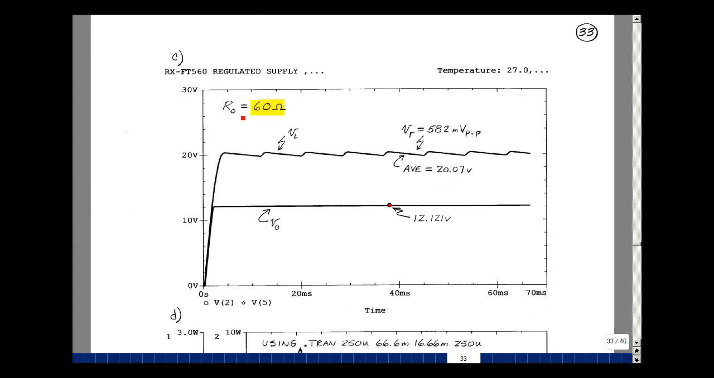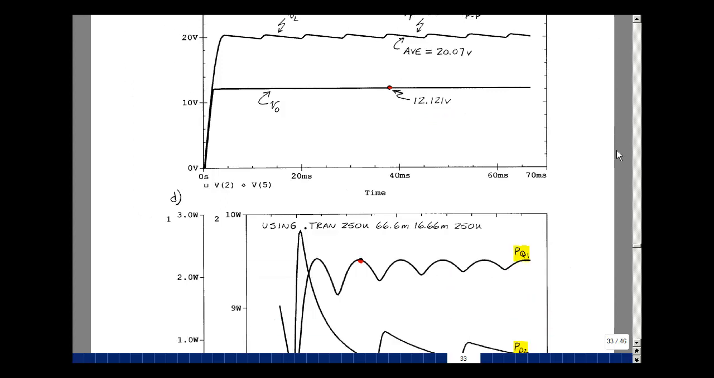Let's repeat the last simulation for the load of 60 ohms. You can see my ripple has decreased by quite a bit. It's only 582 millivolts peak to peak, and the average is 20.07 across the capacitor, but my output voltage is still about 12 volts. The worst case was the previous one to satisfy. Let's go back to that previous simulation.